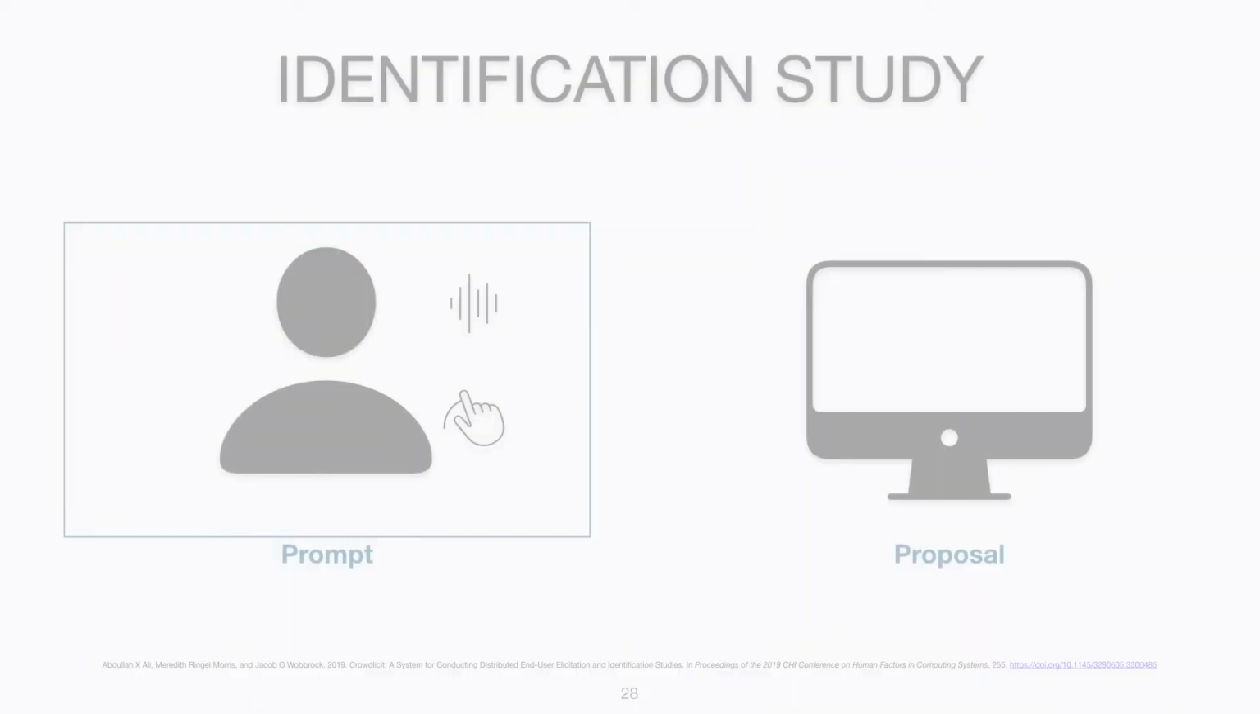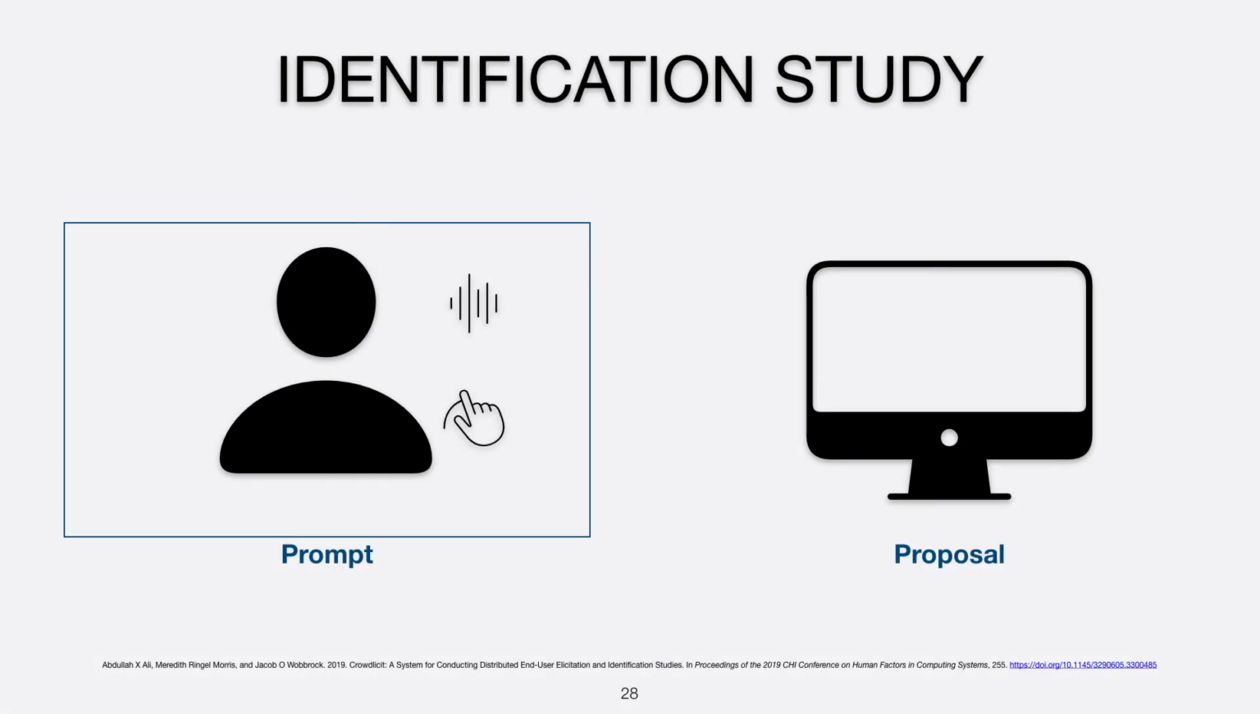An identification study, as I formulated it in this paper mentioned at the bottom of the screen, is sort of the reverse of an elicitation study. So we're reversing what we just did by presenting our participants with an action performed by a person. We show them a gesture or a voice command and ask them, what do you think the computer or the interactive system would do?